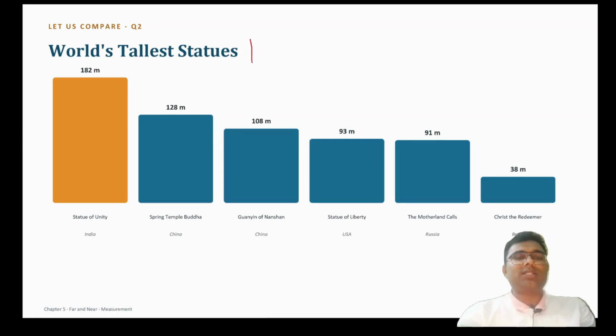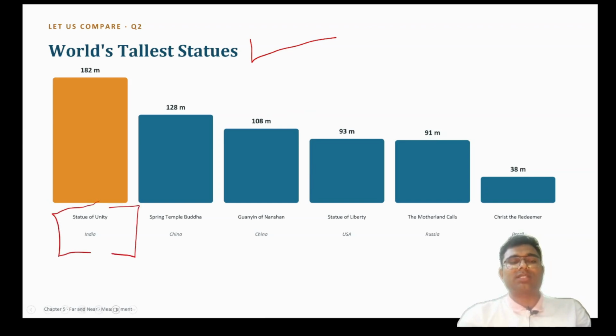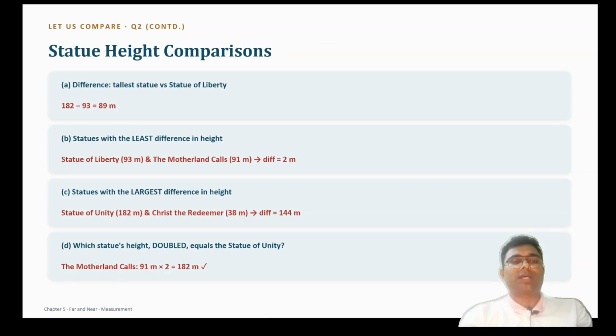Next is the world's tallest statues. The heights of the world's tallest statues are given, and the names are also given. Statue pictures are not here, but they are given in your textbook, so you can see them from there. We have to solve the questions on the basis of the height. The first question is the difference between the tallest statue and the Statue of Liberty.